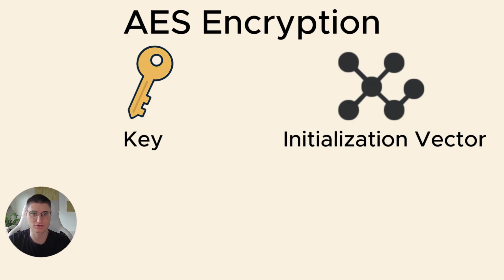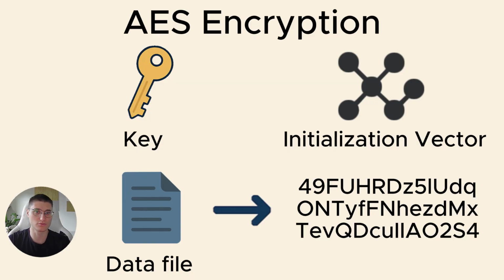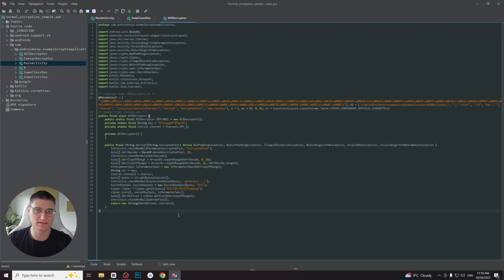Then AES takes your data, such as text, files, or passwords, and transforms it to an unreadable code using several rounds of substitution and mixing. The result is called cipher text, which looks like random characters. When you want to read it again, AES uses the same key and vector to reverse the process and get your original data back. So to decode AES, we will need the key and an initialization vector.